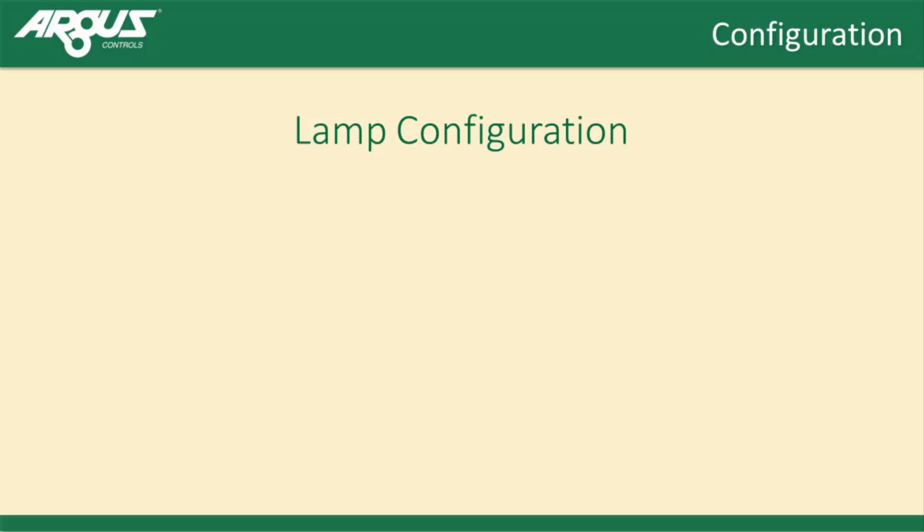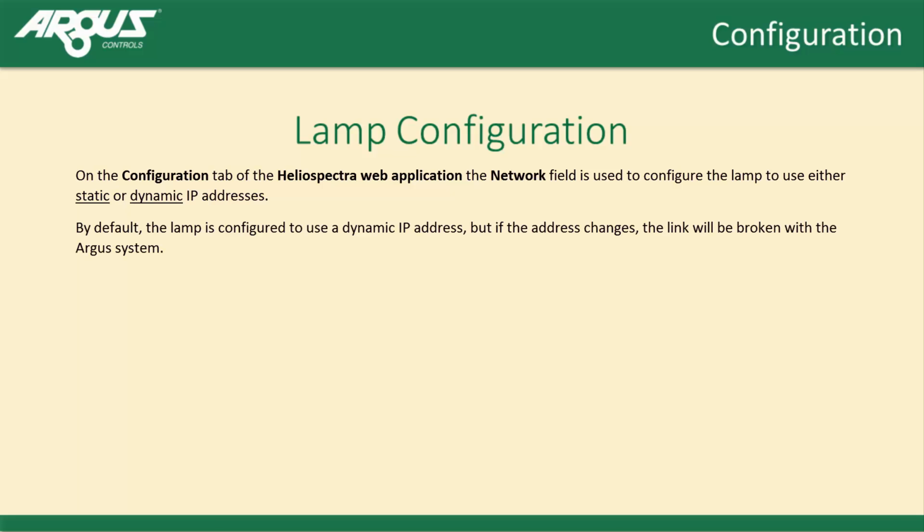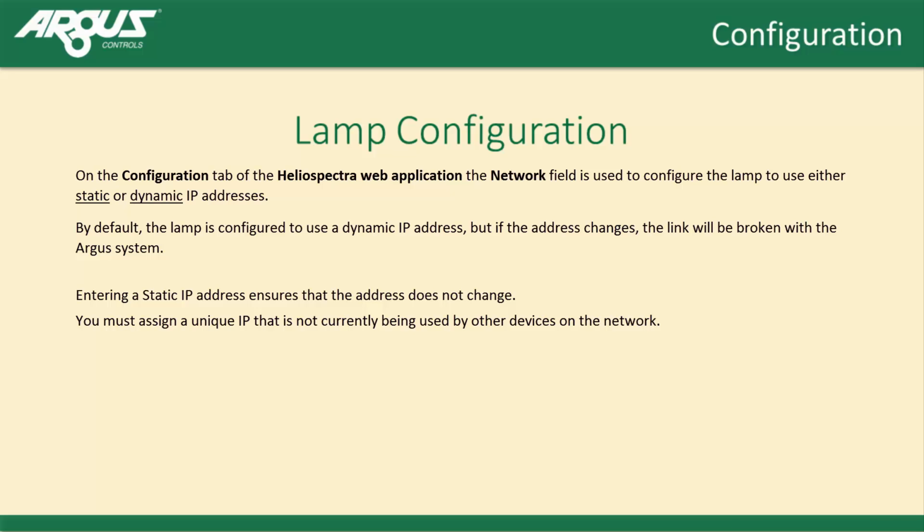Configuration. On the Configuration tab of the Heliospectra web application, the network field is used to configure the lamp to use either static or dynamic IP addresses. By default, the lamp is configured to use a dynamic IP address, but if the address changes, the link is broken with the Argus system. Entering a static IP address ensures that the address does not change. You must assign a unique IP that is currently not being used by any other devices on the network.